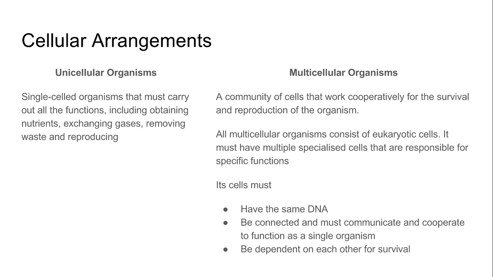Multicellular organisms are a community of cells that work together, and by doing so, they're able to allow the organism to survive and reproduce. All multicellular organisms consist of eukaryotic cells, but it must have multiple specialized cells that are responsible for specific functions. Its cells must have the same DNA, and they must be connected and be able to communicate and cooperate to function as a single organism, and they are dependent on each other for survival.